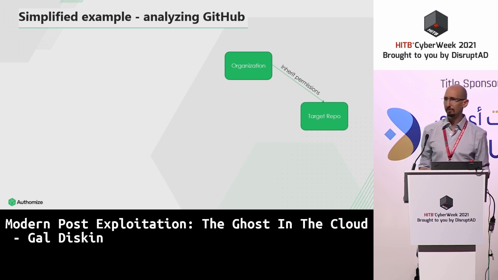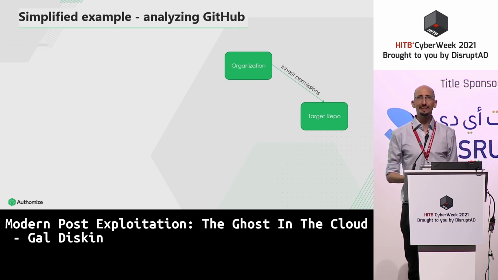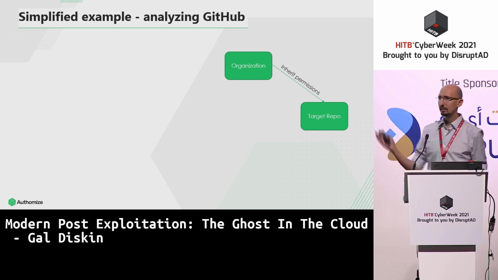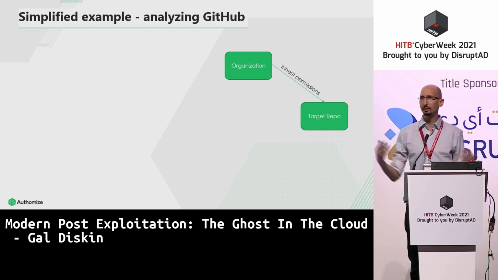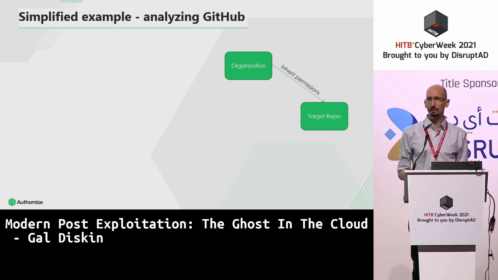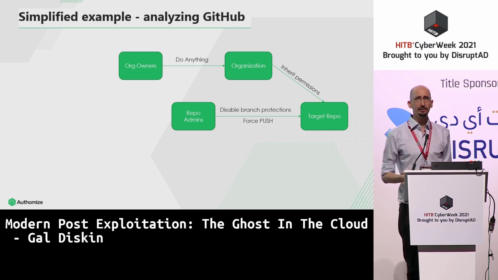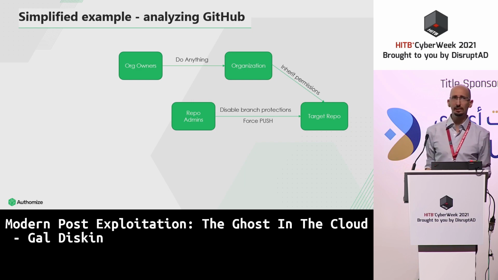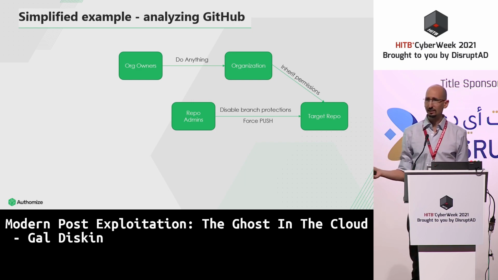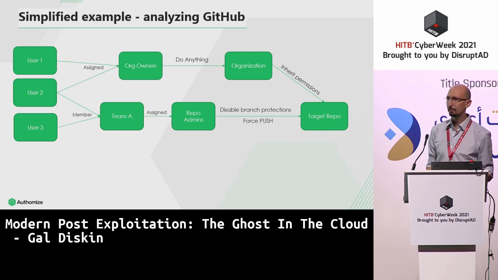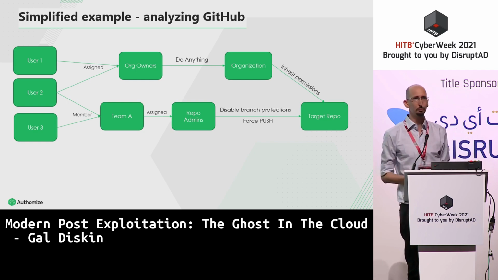So it begins with a very basic question. I know of a target repo. What grants me access to this target repo except direct access? The answer to that is an organization. A GitHub organization grants access to all the repos inside that organization. The next question is, who has access to those? I know the organization owners can do anything to the organization, and I know that the repo admins can disable branch protections or force push to different branches, which is interesting because I want to push code eventually.